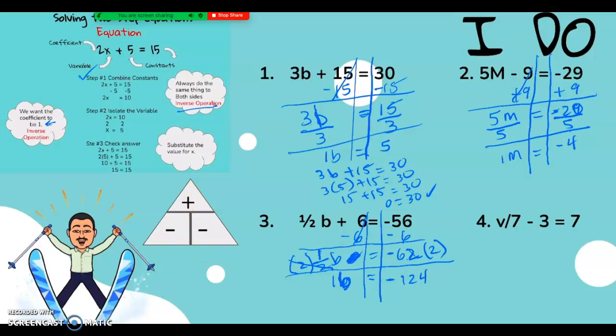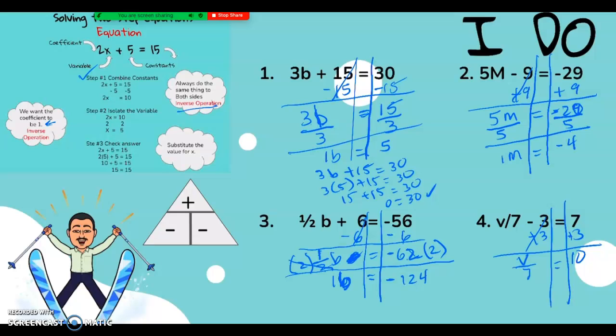Last problem, number 4. V divided by 7 minus 3 is equal to 7. Draw my lines. I'm subtracting 3, so in order to get rid of that 3, I'm going to have to add 3. What I do to the left side, I have to do to the right side. That cancels out. I get 10 over here. And V over 7 is equal to 10.